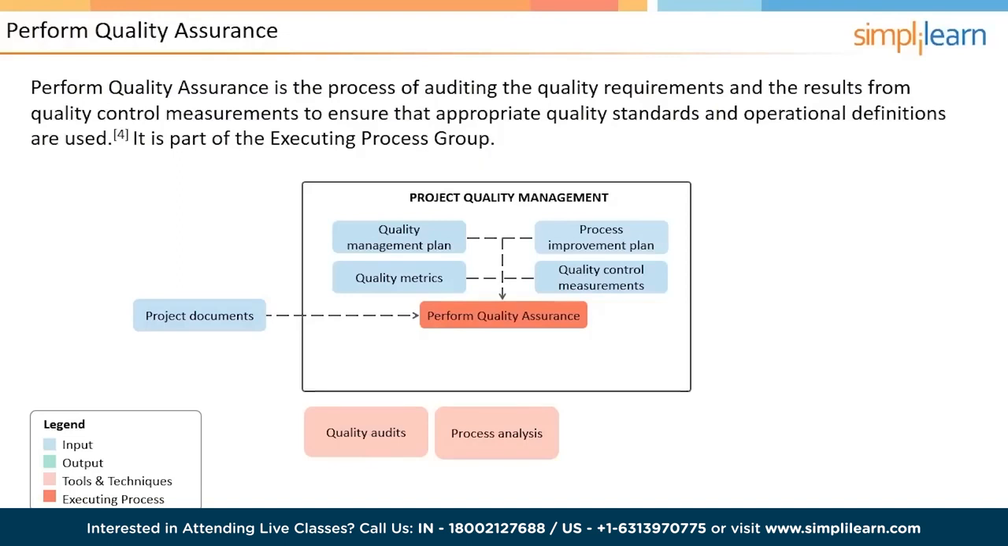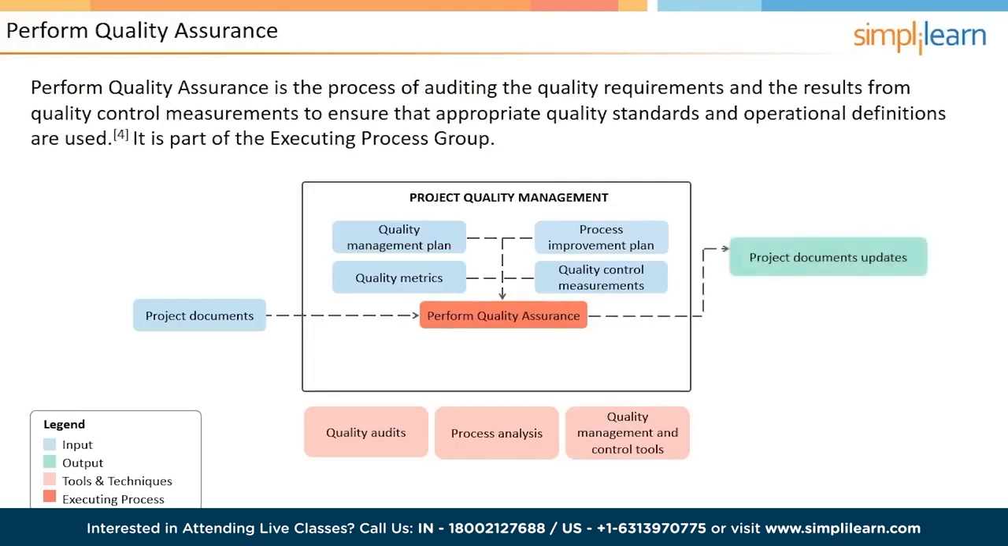For example, if the project involves installing a software package, then the lessons learned from the first few installations can be used to improve the process on remaining installations. Apart from these, all the quality management and control tools, such as the 7 basic quality tools, will be relevant to this process. The key output of this process is project documents updates to ensure that if there is any deviation from agreed standards, it is corrected.